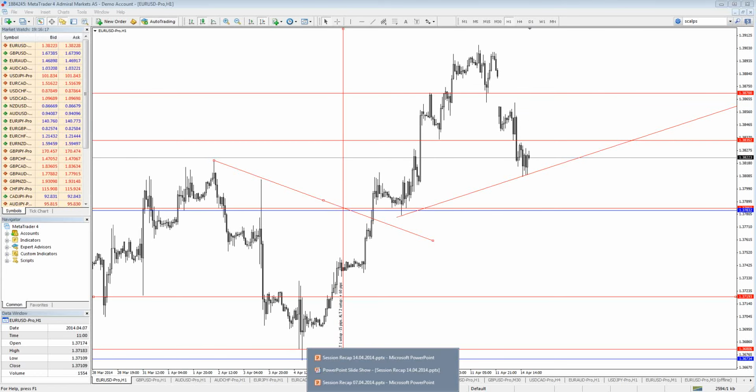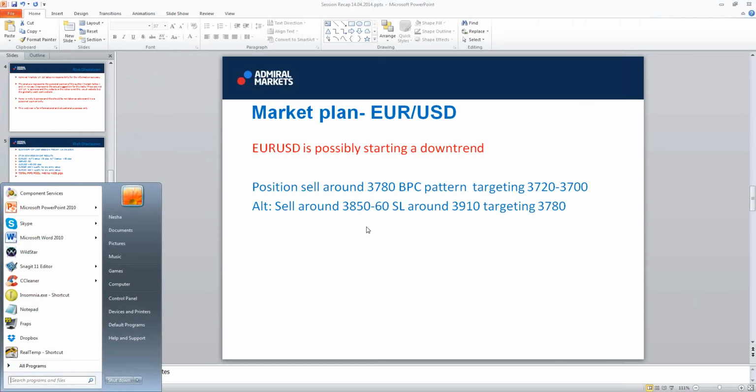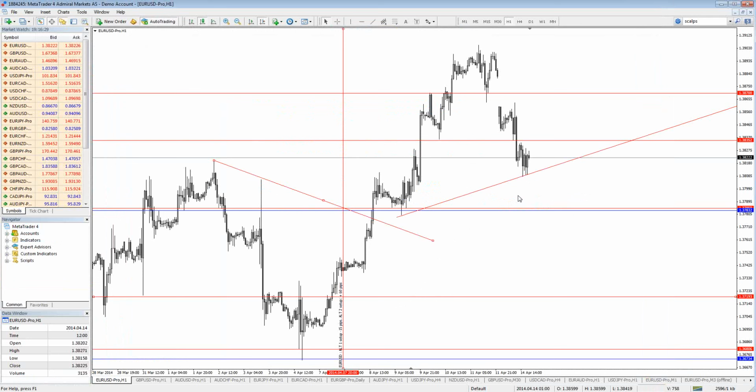Then an alternative trade on euro dollar is to sell around 38.50. I would go for a sell around 38.50-60, stop loss around 39.10, targeting 37.80, if we don't get the opportunity to sell on the breakout pullback continuation. Or a higher sell, maybe, if we get the opportunity. Just after this level we have a history, we have a gap, the gap was closed, but the history says at this level we might see some sell-off.